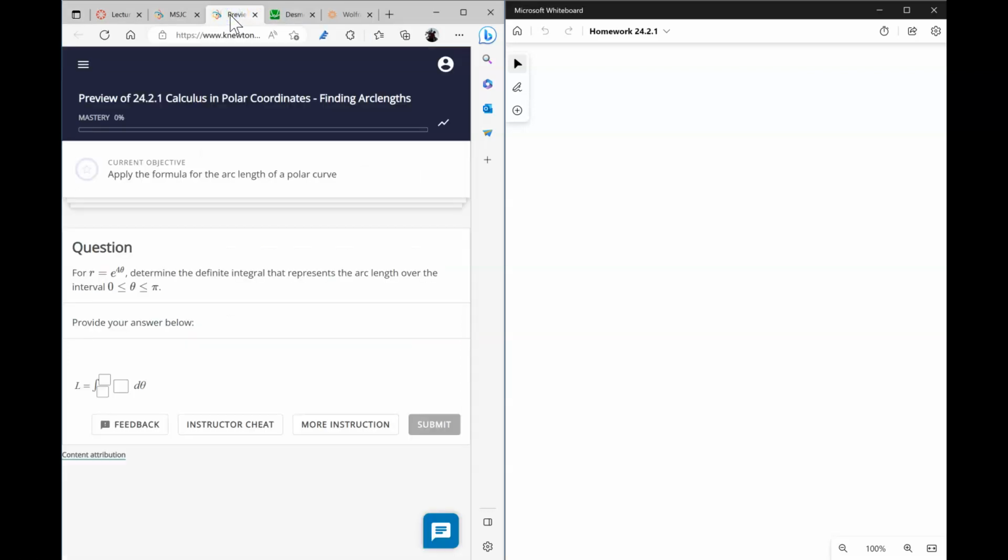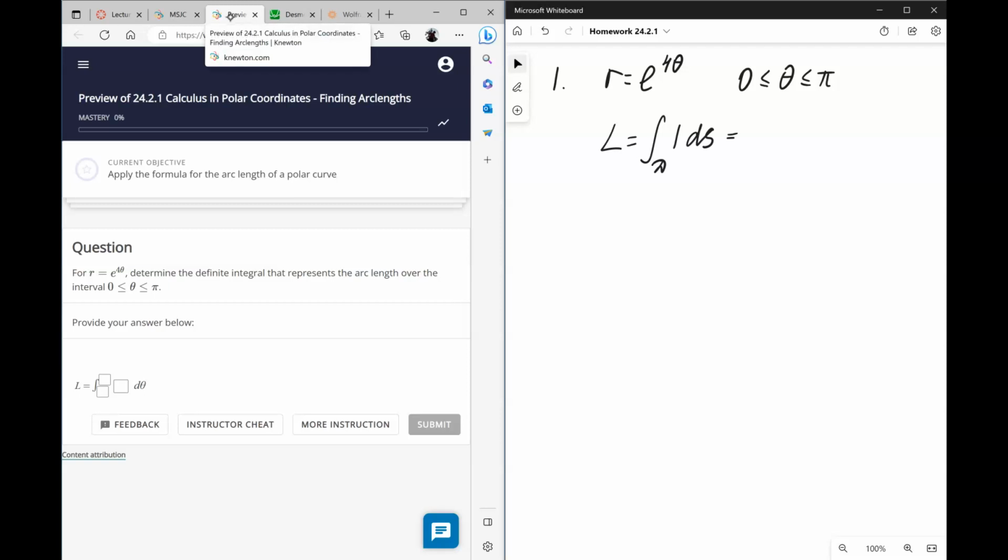The first question is asking us, for a given polar curve, to find the arc length for a certain range of values of theta. The formula that we're going to use is a variation of the formula that we learned earlier. However, for polar curves, this formula looks like this.